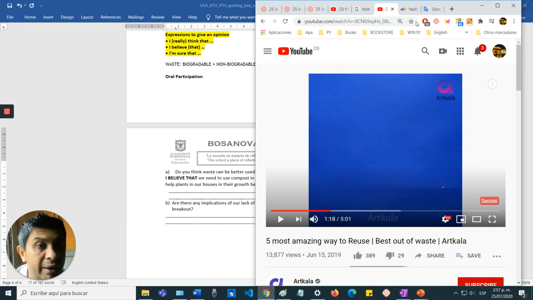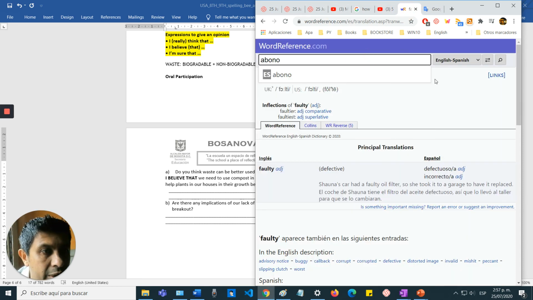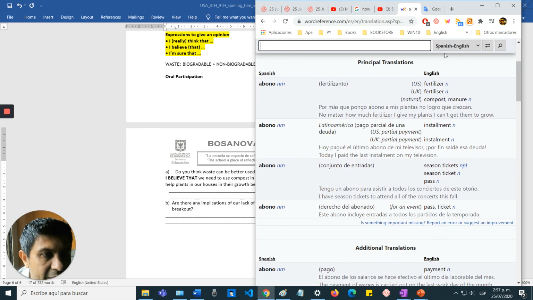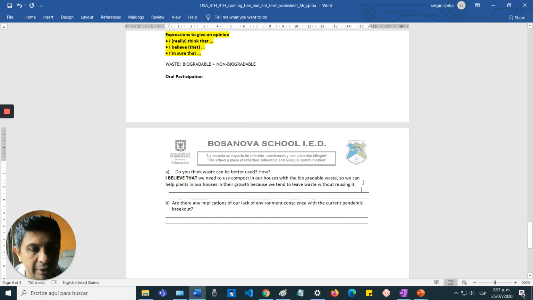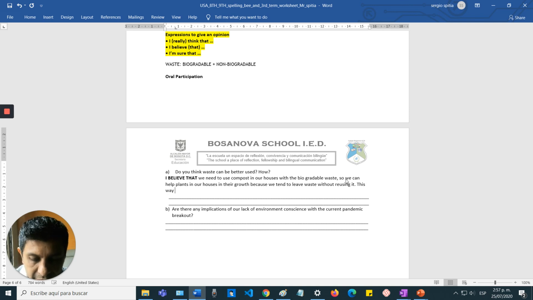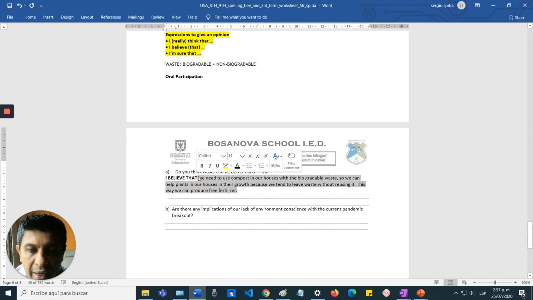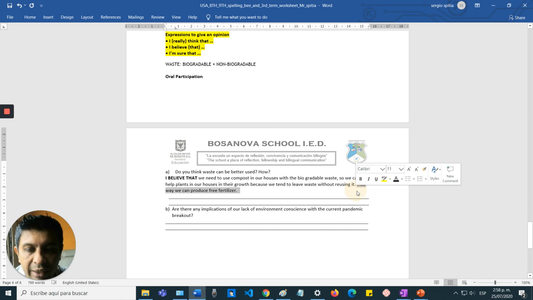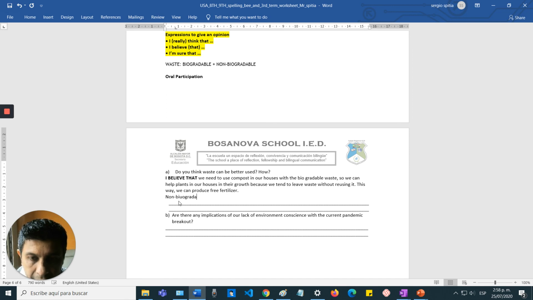En este momento se me olvidó la palabra abono. So I'm gonna search abono. So abono is fertilizer. De esta manera, this way, we can produce free fertilizer. So the idea is consistent. Esta idea es consistente porque yo estoy aquí agregando, además, this way we can produce free fertilizer. De esta manera podemos producir un abono gratuito. So we can reuse in our houses. Then you can continue with non-biodegradable waste, and you complement the ideas, okay?